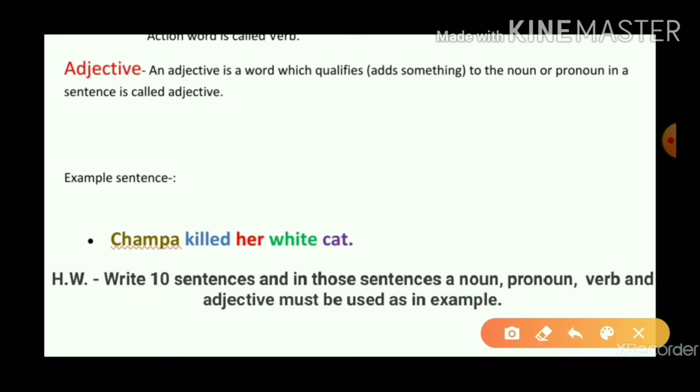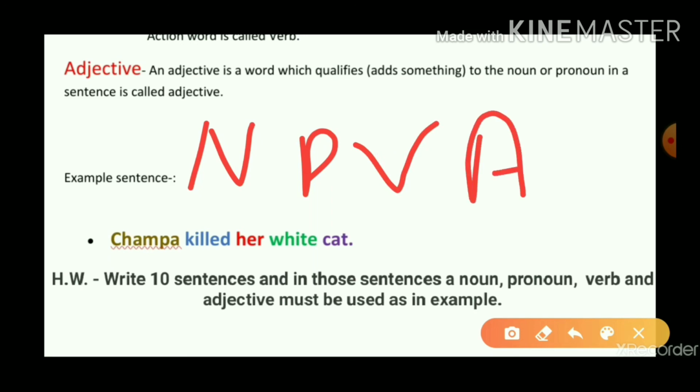So what do you have to do now? You have to write 10 sentences. For classes 6 to 8 they have to write 10 sentences, and for class 9 they have to write 20 sentences in which they must have one or two nouns, one pronoun, then one verb and adjectives. It means they will have to include noun, pronoun, verb and adjective in one sentence, and they have to write 10 for classes 6 to 8 and 20 for class 9th.